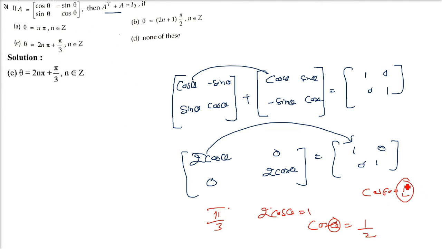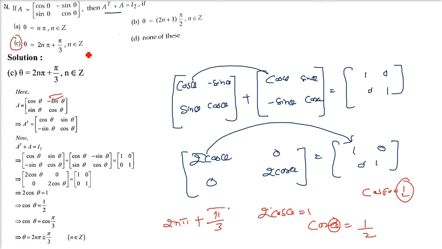So you can just write cos theta as cos pi by 3. So theta will be equal to, when you generalize it, in trigonometry we like the generalized equation, so it will be 2n pi plus pi by 3. C is the answer here. But you have to do it like this. The whole procedure you have to follow.